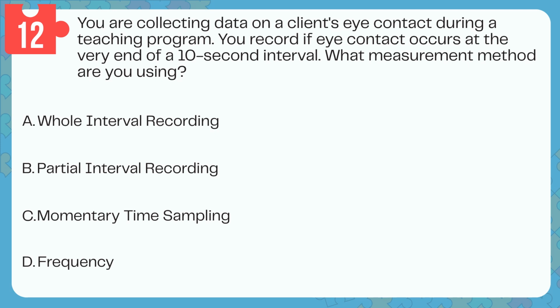Question 12. You are collecting data on a client's eye contact during a teaching program. You record if eye contact occurs at the very end of a 10-second interval. What measurement method are you using? A. Whole interval recording. B. Partial interval recording. C. Momentary time sampling. D. Frequency.